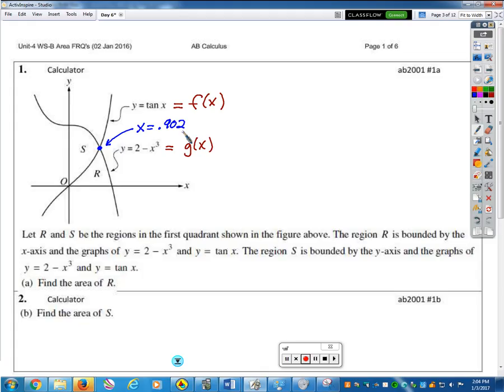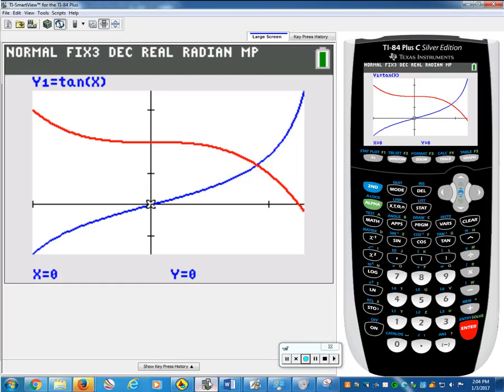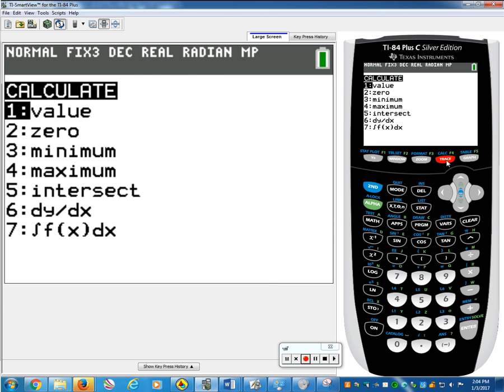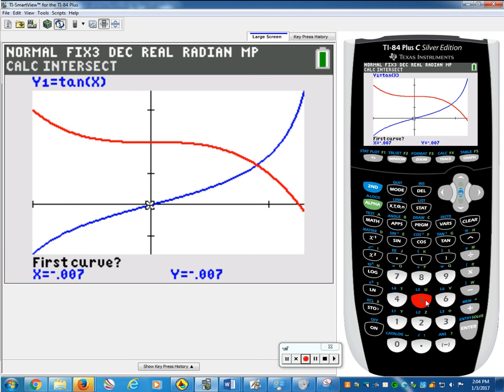Okay, next thing, it's a rule of the AP test, it's a requirement that any intermediate computations, you cannot use rounded values. You have to use the complete value that is in the calculator. Therefore, you must properly store the values in your calculator. So let me show you how to do that. So everyone, go back to the calculator screen. We need to find this intersection. So second, calculate. Let's use 5 for intersect.